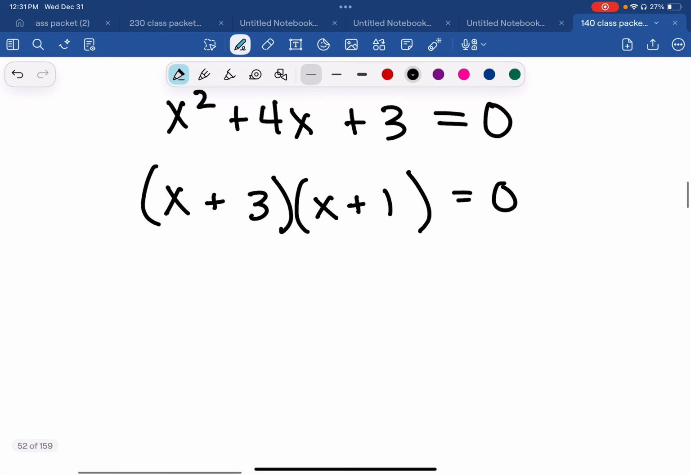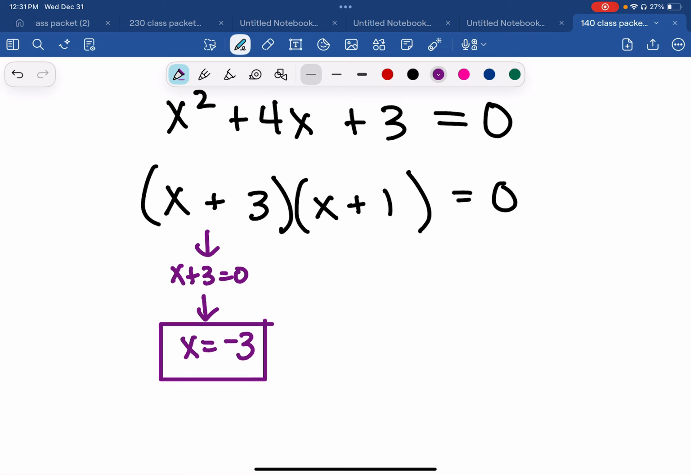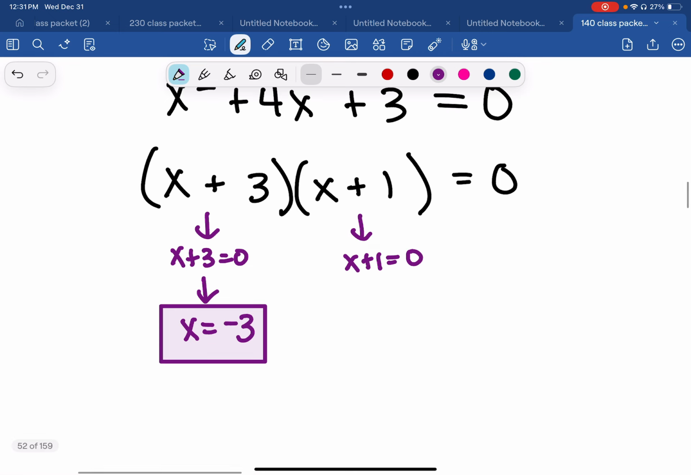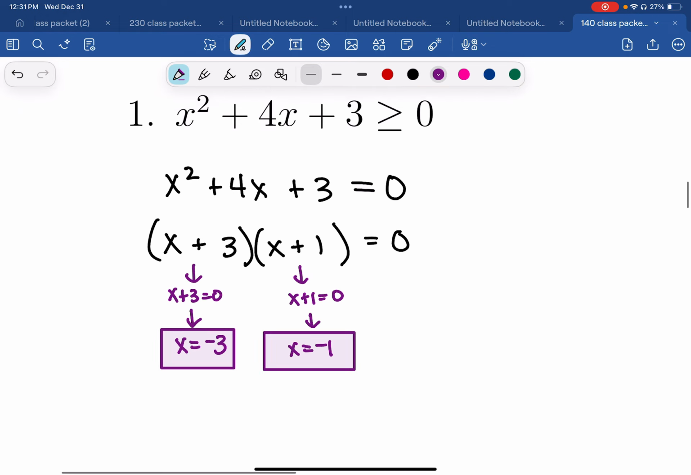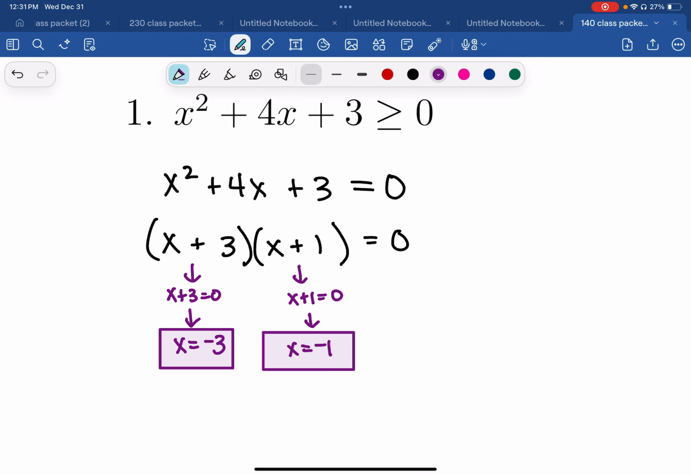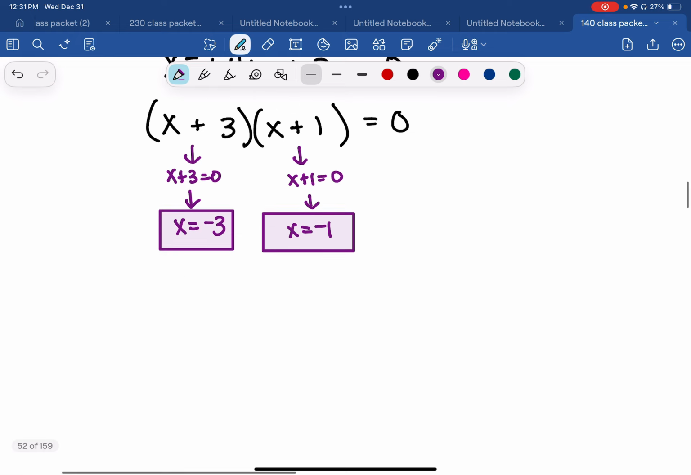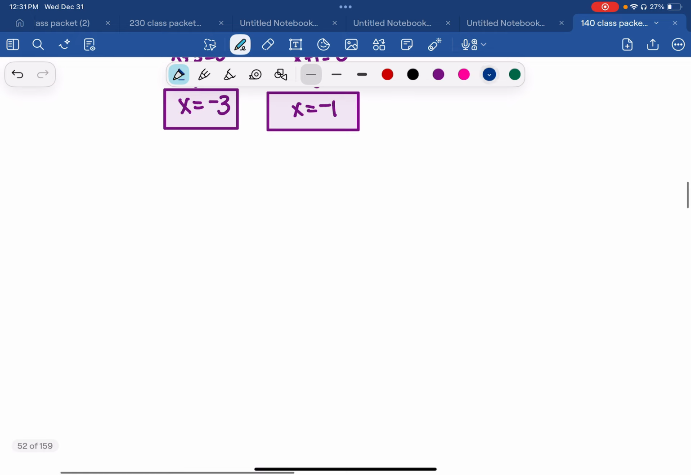And so then I want to set each of those equal to 0. So x plus 3 equals 0 will always give me x equals negative 3. It will always give me the opposite. And then same thing here. So x plus 1 equals 0. Move your 1 to the other side, and that will give you x equals negative 1. So you're going to get two values here, just like we would if we were solving the quadratic. Now, what makes this different is that we then have to create a number line and test things. So let's think about that for a second.